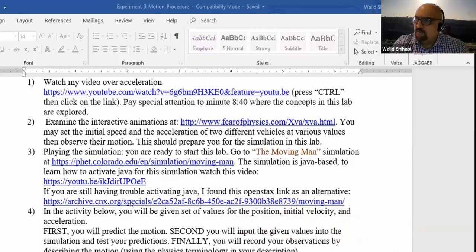There's no alternative link. Here, the good thing about this simulation is it has an alternative link. This is an open source link, actually. I don't know how long this source will be available. So far, it's available, so this is good. But I don't know how long it will be available. But yeah, if you have difficulty, watch this video on how to activate Java in case.